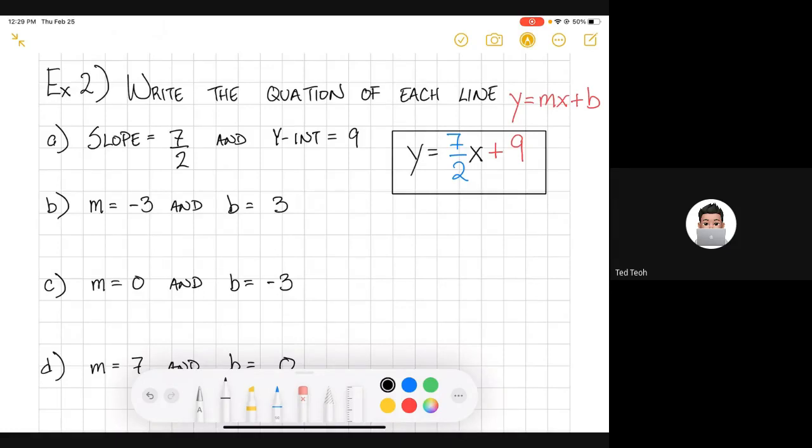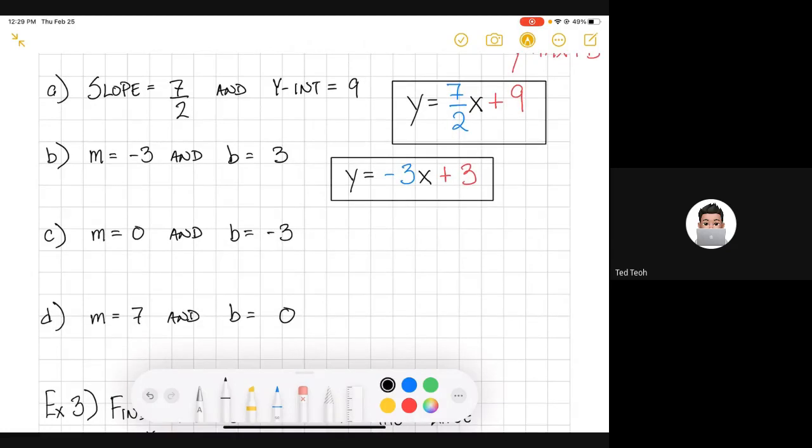So let's try it with this one. They tell me the slope is negative 3 and the y-intercept is positive 3. So it's going to be y equals the slope, which is negative 3, x. And then the y-intercept is positive 3, so it's going to be plus 3. And that is my answer.